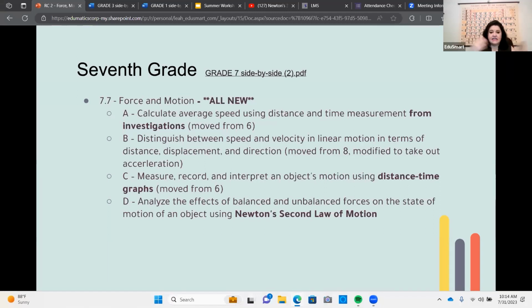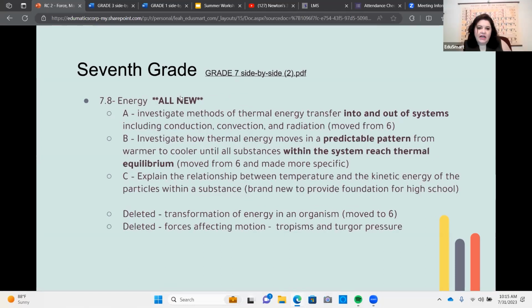And then D is analyze the effects of balanced and unbalanced forces on the state of motion of an object using Newton's second law of motion. For energy, again, it's all new. And the key here is that it's again using systems and patterns as the recurring theme. So investigate methods of thermal energy transfer into and out of systems, including conduction, convection, and radiation. Your sixth grade teachers are already teaching those terms. They're going to have great lessons for them.